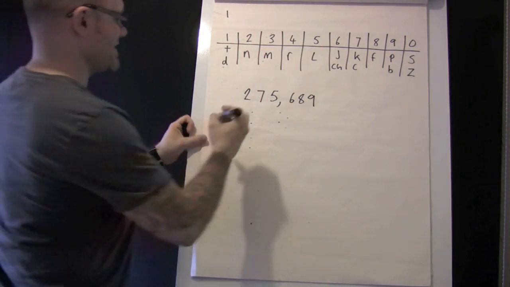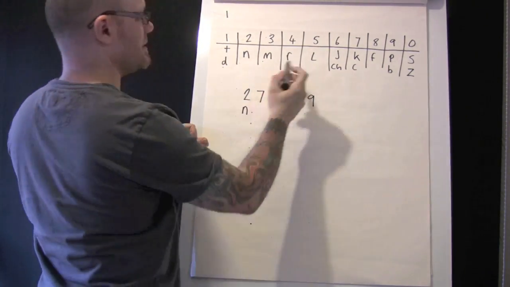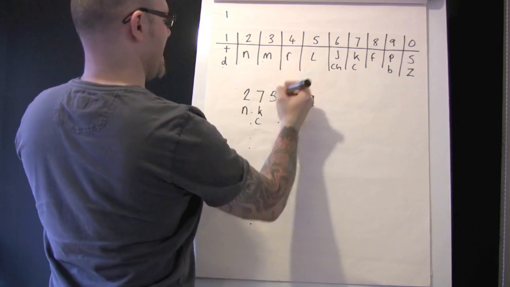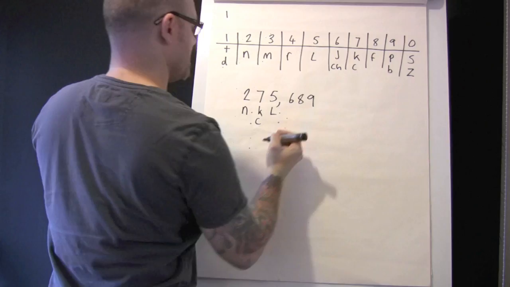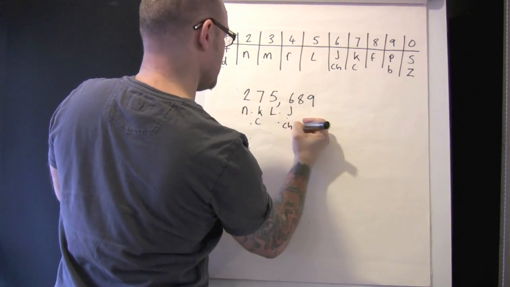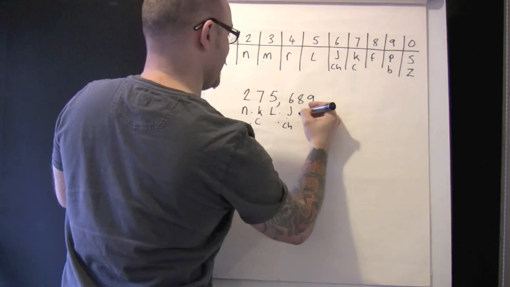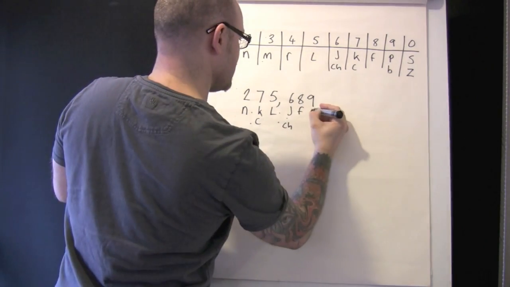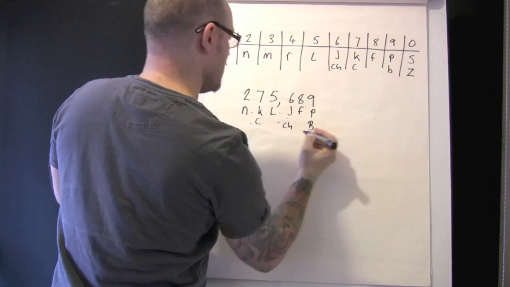So if we look here, we have an N, a K or a C, an L, a 6 which would be a J or a CH, an 8 which would be an F, and a P or B.